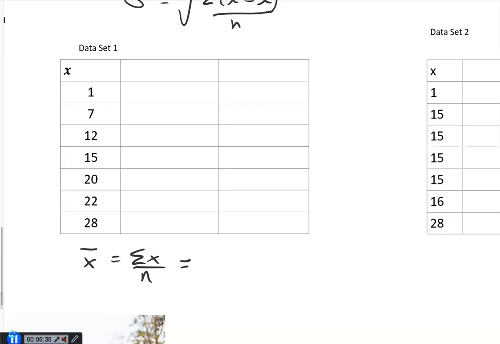Okay, so 1 and 7 and 8, 12 is 20, 35, 55, 57, 77, 105. Sum. It's called sigma. It means sum of, add up. Is it 105? Can someone confirm that, please? Yeah? Thank you.